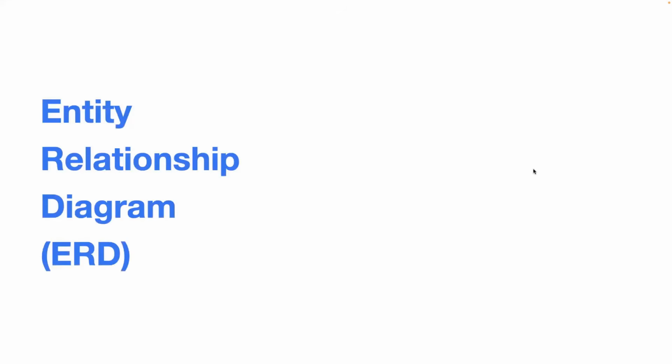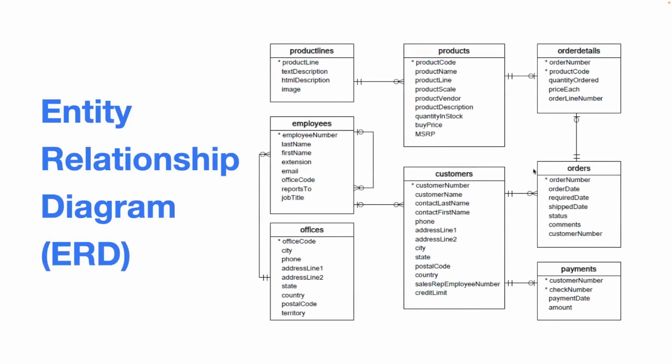So let's look at the entity relationship diagram, or the ERD, for Classic Models. The ERD shows the list of tables present in the database along with the columns in each table and foreign key relationships between tables. First, we have the offices table, where the office code is the foreign key or the unique identifier, and there's information like the city, phone number, address, state, country, etc.